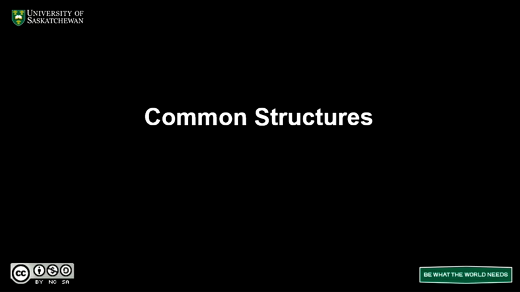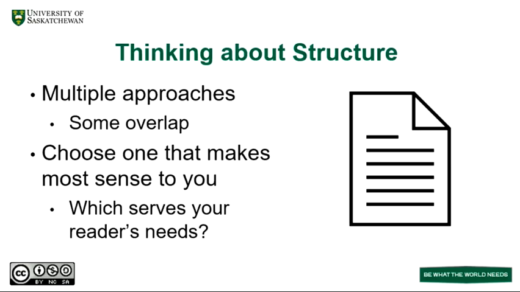So let's take a look first at some common structures. We're going to look at three in total, and also consider a variation of one of these structures, depending on why you are writing the literature review in the first place. So those multiple structures will share some commonalities. There will be some overlap when examining one in relation to the other.